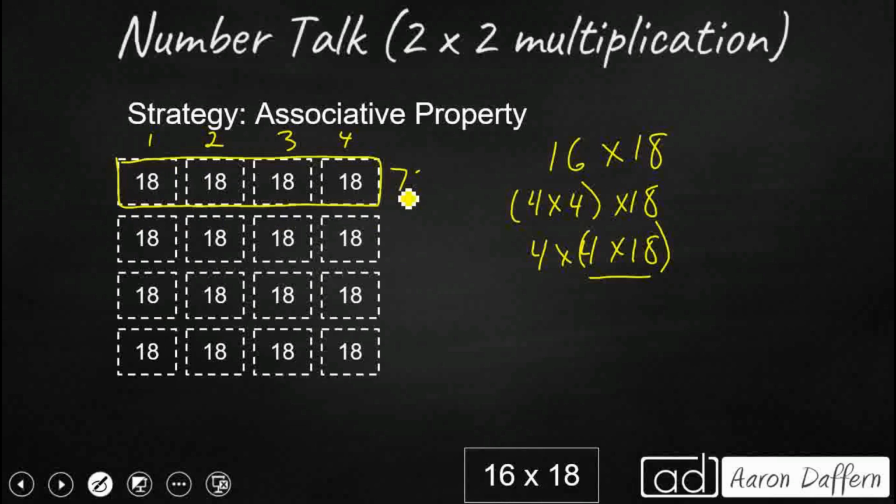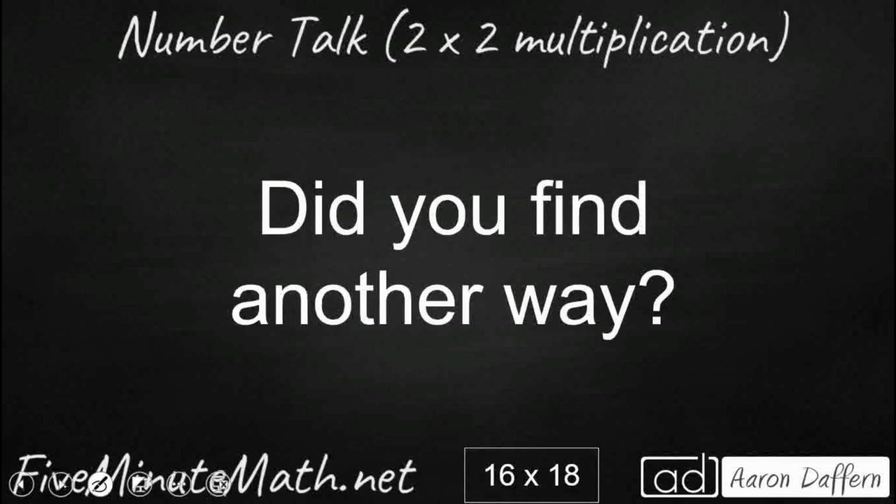So that's going to get me 72. 4 groups of 18 is 72. And as you can see, I've got 4 groups. There's my other 4. 4 groups of 4 groups of 18. And that's just going to let me skip count by my 72. So I've got 72, 144, 216, and 288.